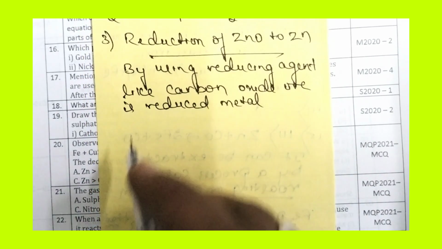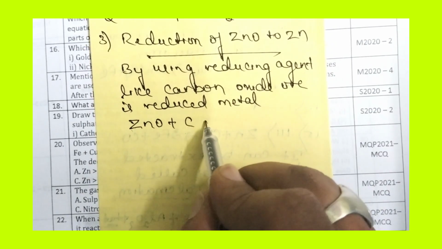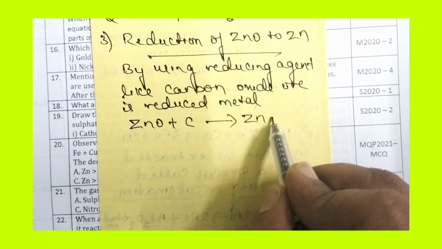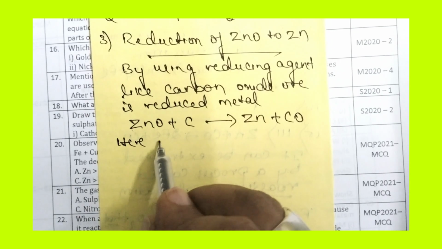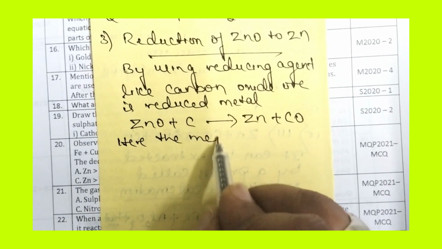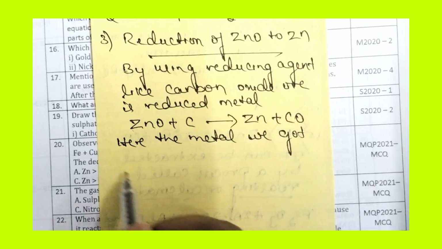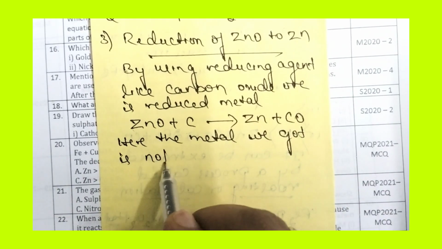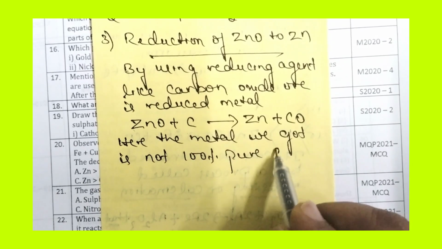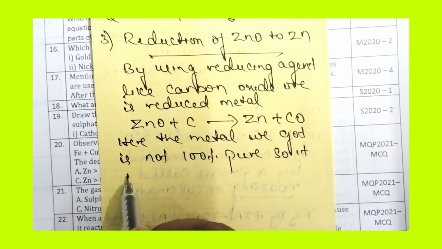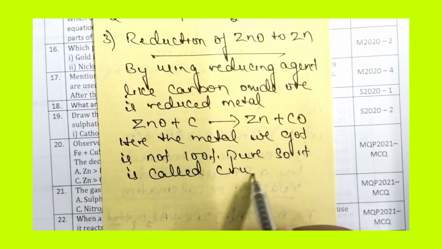So now let us write that: ZnO + C gives Zn + CO. So here the metal we got is not 100% pure, so it is called crude metal.